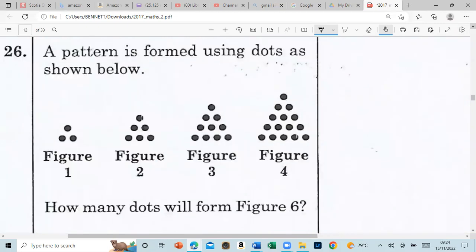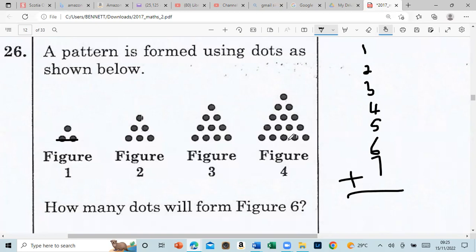Alright, so it says a pattern is formed using dots as shown below. How many dots will form figure 6? Alright, so let us see the pattern. For figure 1, it's 2, 1, right? So you see that the base is 1, plus these are 2 and a 3. So for figure 6, the base should be 7, then you have 6, 5, 4, 3, 2, 1. You can't bother to draw it, guys. But add up all of this, and this would be figure 6, right?